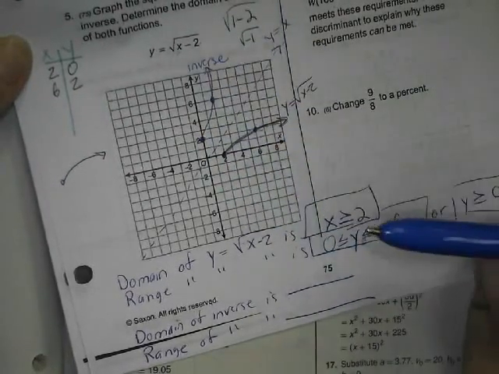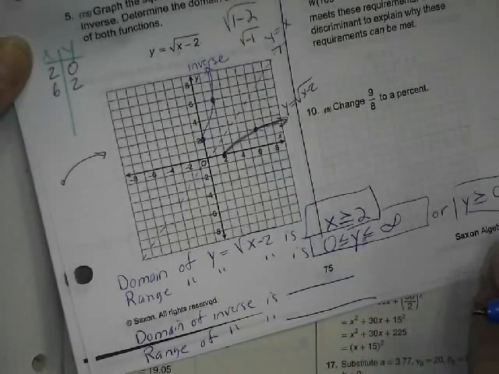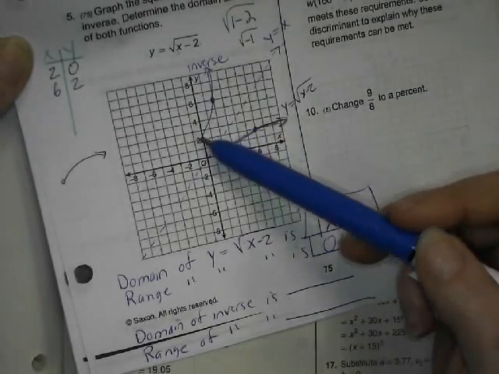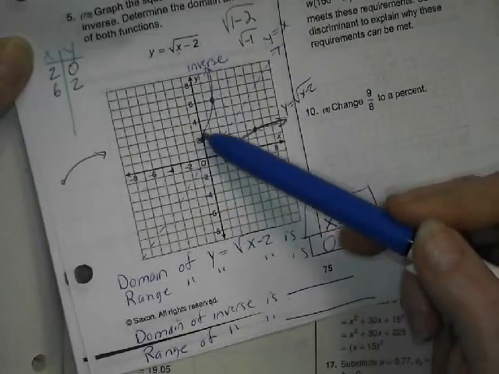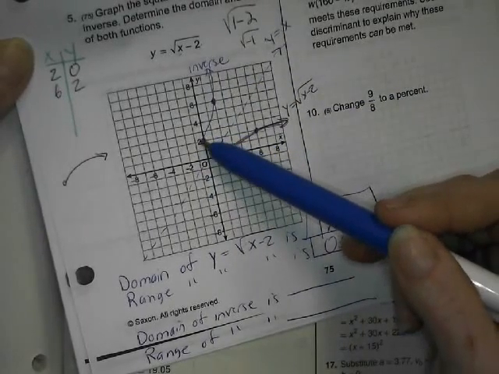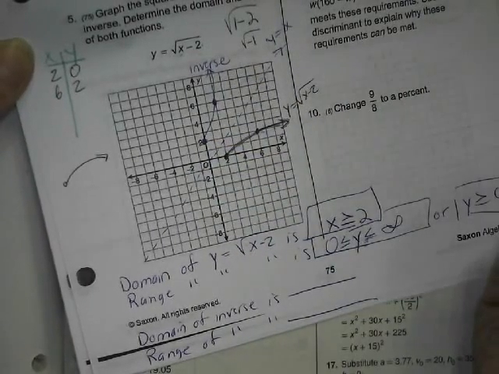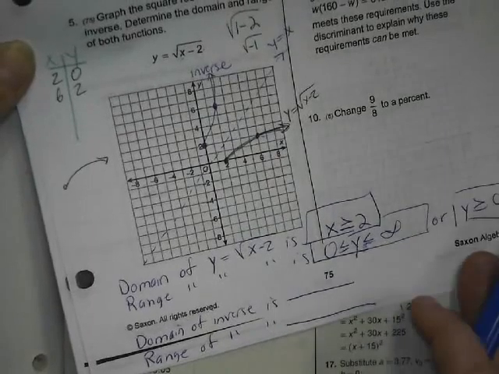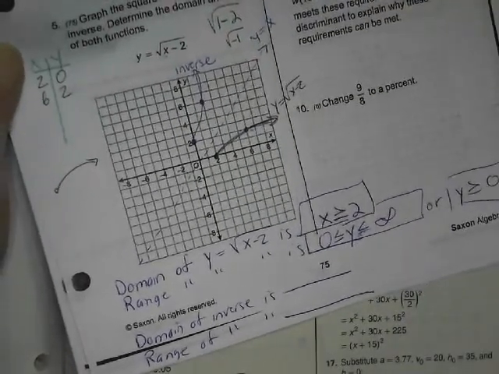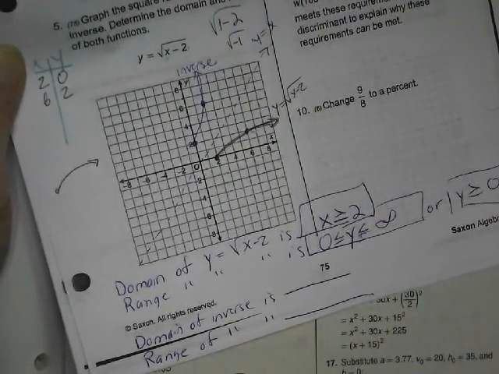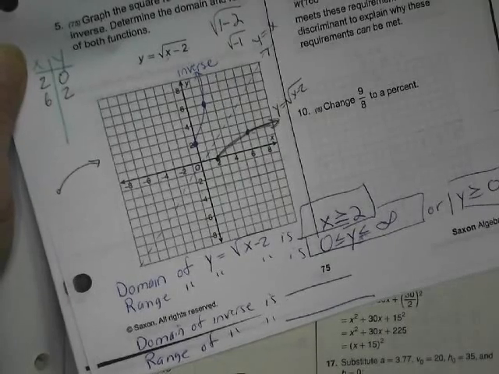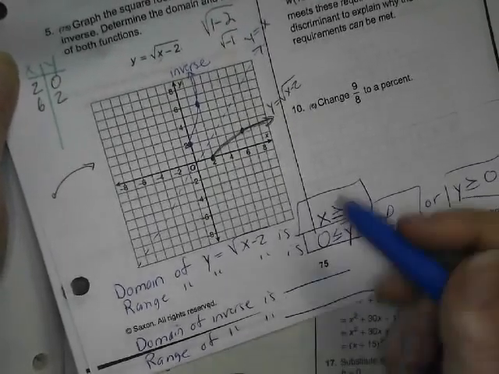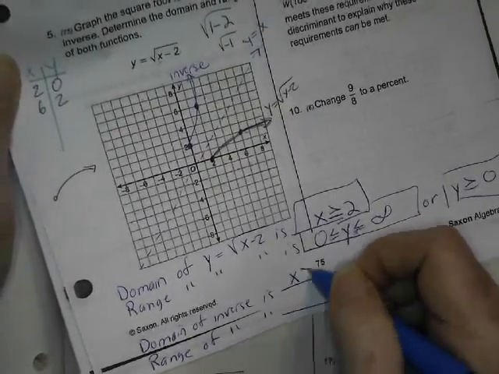And then the domain of the inverse, this blue one up here is the inverse. So the domain is all the x values. I did not want to plug in any negative numbers, did I? So the domain of the inverse is going to be positive numbers. So how can I write that? I guess I can go x is greater than or equal to 0. The domain of the inverse is the positive numbers.